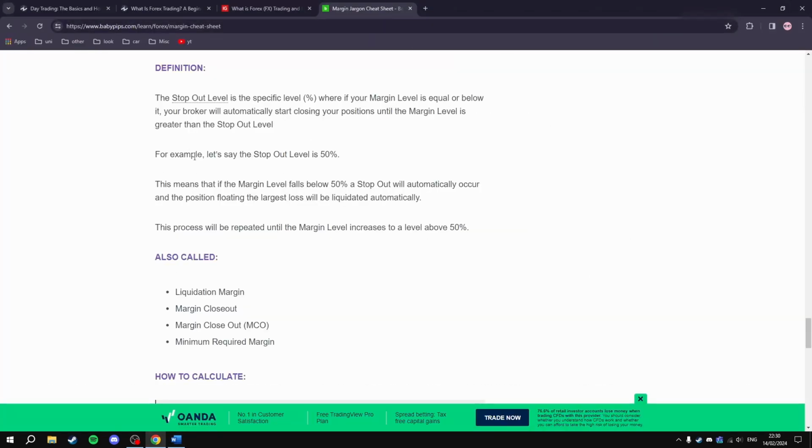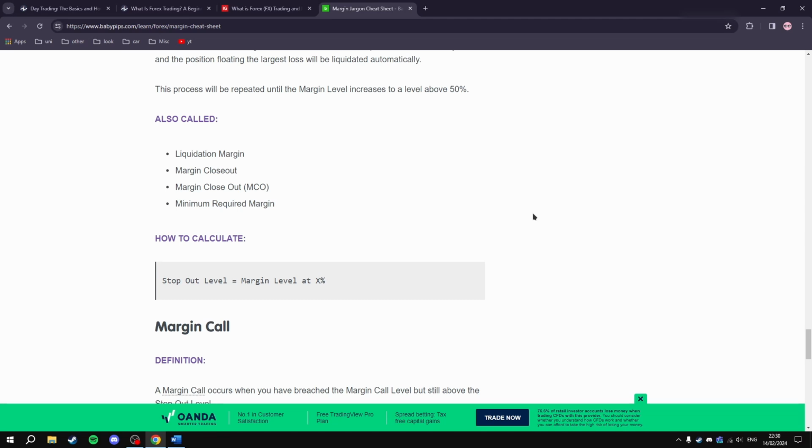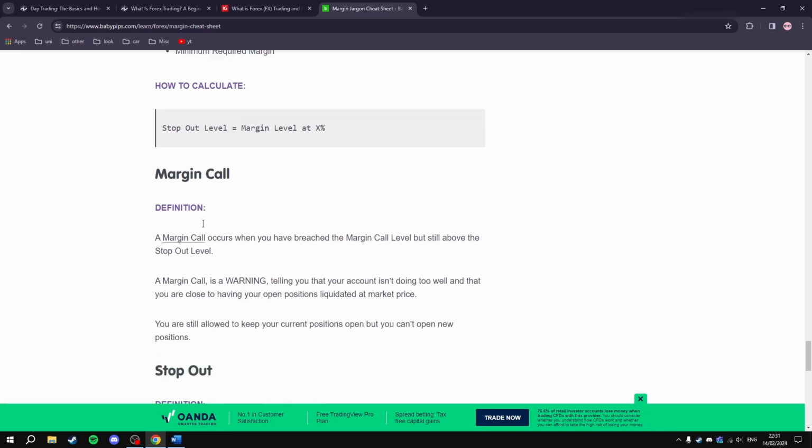For example, let's say the stop out level is 50%. This means that if the margin level falls below 50%, a stop out will automatically occur and the position floating the largest loss will be liquidated automatically. This process will be repeated until the margin level increases to a level above 50%. Also called liquidation margin, margin closeout, minimum required margin. And how to calculate? Stop out level is margin level at however many percent.